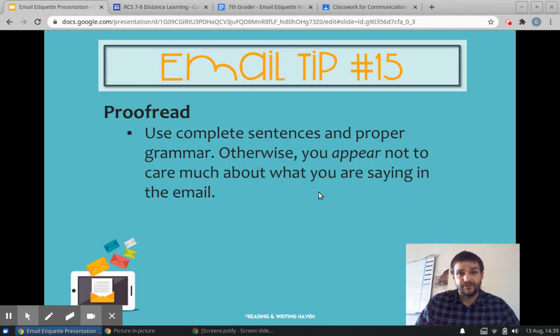Tip 15 is to proofread. Try and use complete sentences and proper grammar and spelling when you're writing an email. And I'm not saying it has to be perfect. I'm not saying that at all, but there are tools in your email built in to help you. So if somebody has an egregious, huge number of errors that could easily have been caught in their email, it makes it appear like you don't really care. And even if that's not actually true, that's how it looks. So really think about that.